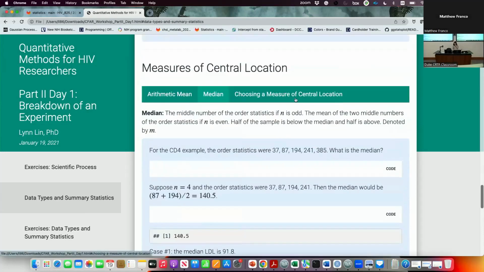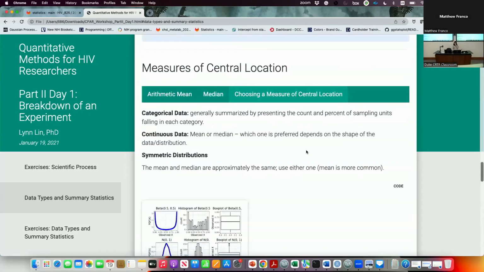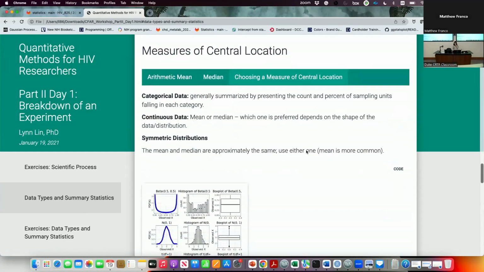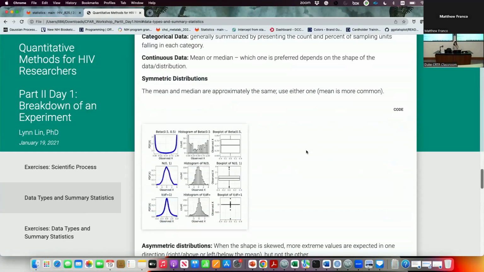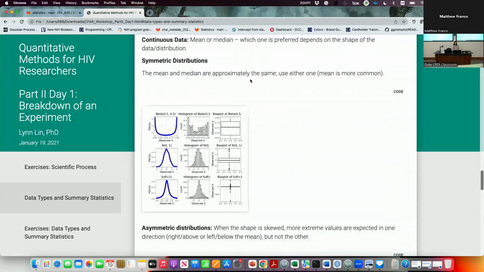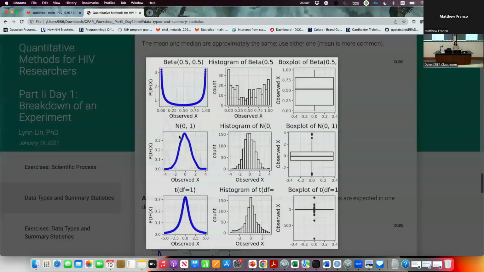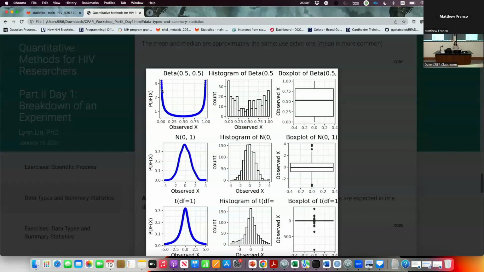Okay. Well, this is choosing the measure of central location. As we mentioned, in which case do we choose the mean, and in which case the median? It really depends. If you look at, for example, the distribution of the data, and they are all symmetric, what does that mean? It means the mean and median will be as close as possible, so it doesn't matter if you choose the mean or median, they will give similar information.